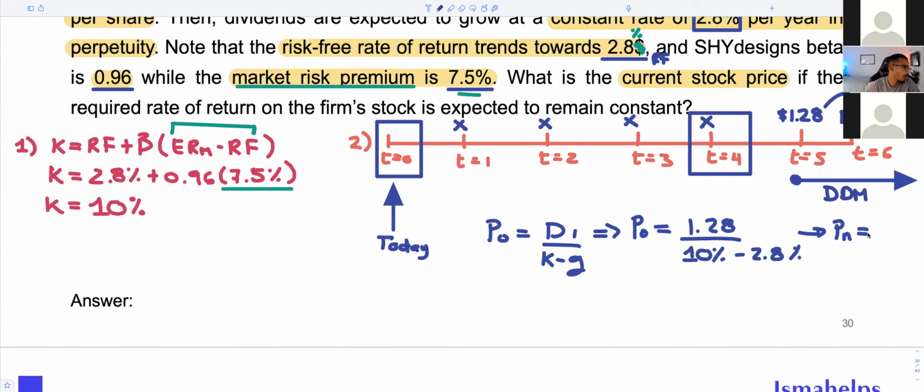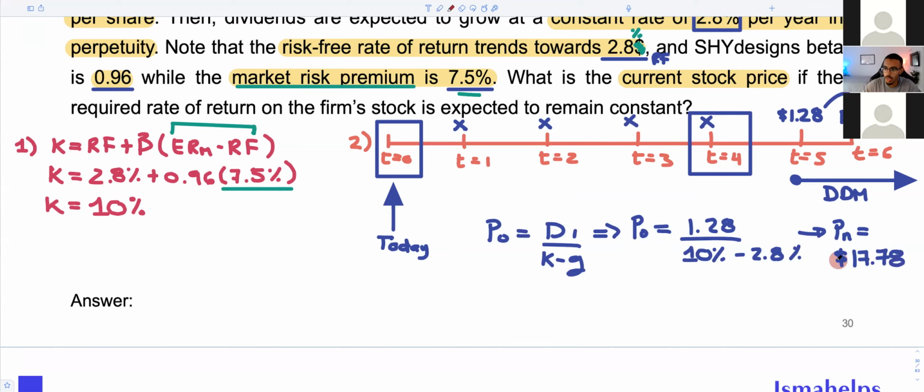What would be the present value? Thank you very much. Perfect. So we have that.